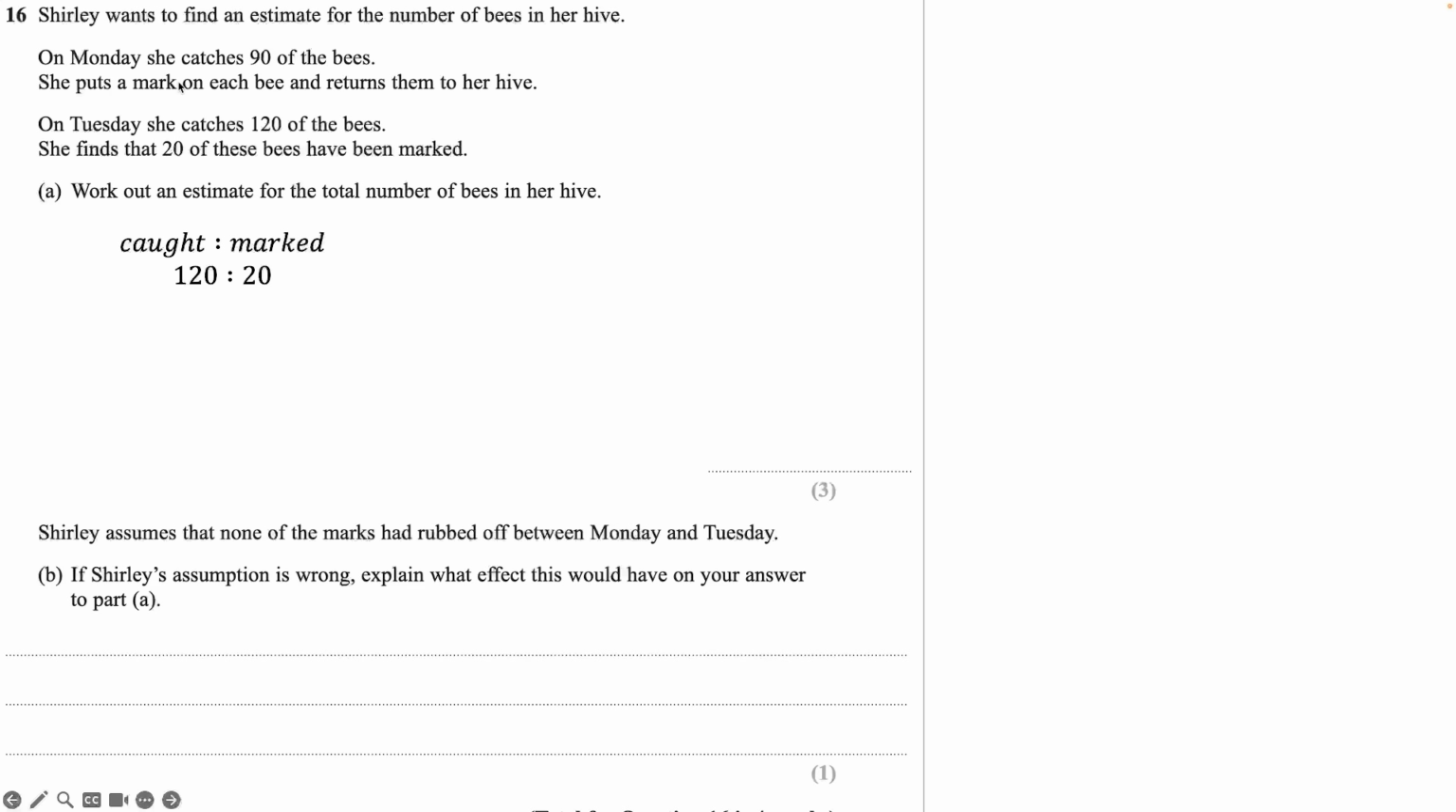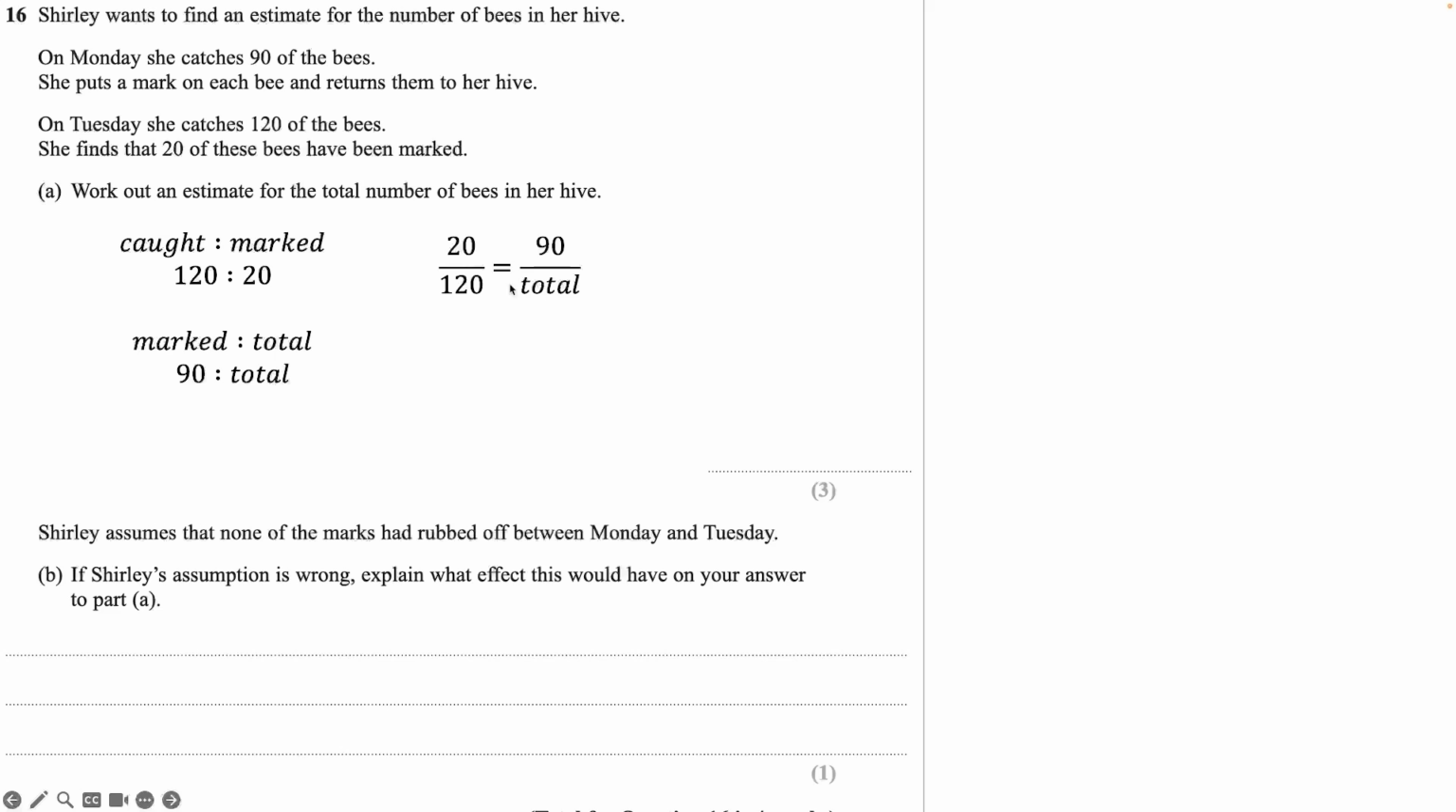Okay, well, now let's think about Monday. She marks 90, but we don't know what the total was. So it's 90 out of what? That's what we're trying to figure out. So as a fraction, the number of marked to the number of them that were caught on Tuesday is 20 over 120. So 20 out of 120. On Monday, the number of them that were marked as a fraction of the total is 90 over the total. We don't know what the total is. That's what we're trying to figure out.